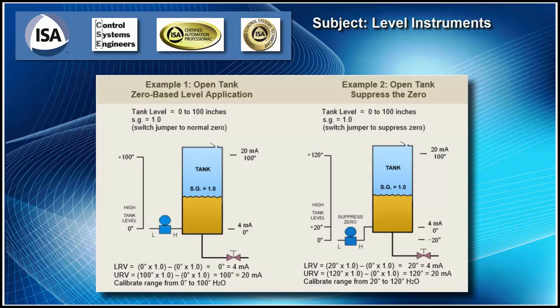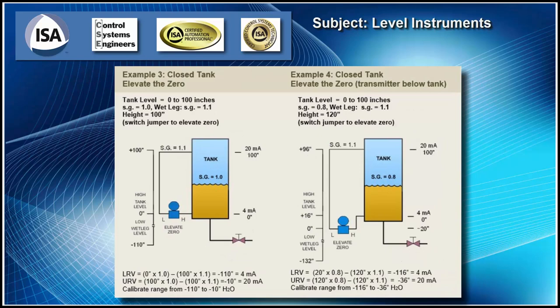Now notice both of these tanks go from 0 to 100 inches. We're measuring 0 to 100 inches. So even though our calibrated range is from 20 to 120 on example 2, it has the exact same span. So obviously all you have to do is take your upper range value minus your lower range value and that will equal your span. And you just subtract, even if it's negative, you'll subtract it. So that'll be a positive, and it will give you a positive number. Okay, let's go to the next example.